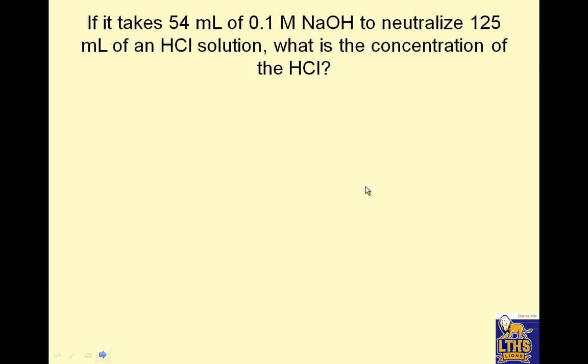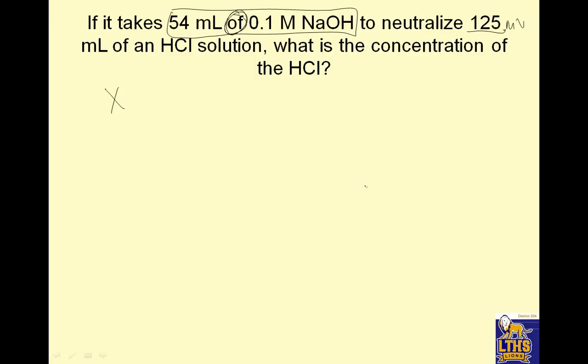It takes 54 milliliters of 0.1 molar NaOH. Now I want to point out this milliliter and this molarity are close to each other. They have the word of, which means you're going to multiply them. So these go together. They're a pair. To neutralize 125 milliliters of an HCl solution. So all I have, this is milliliters, this is B volume.